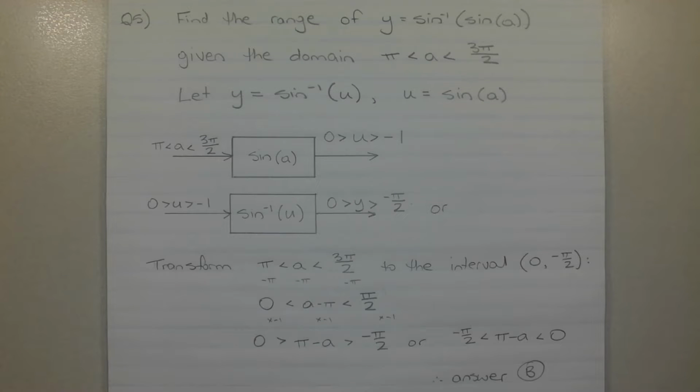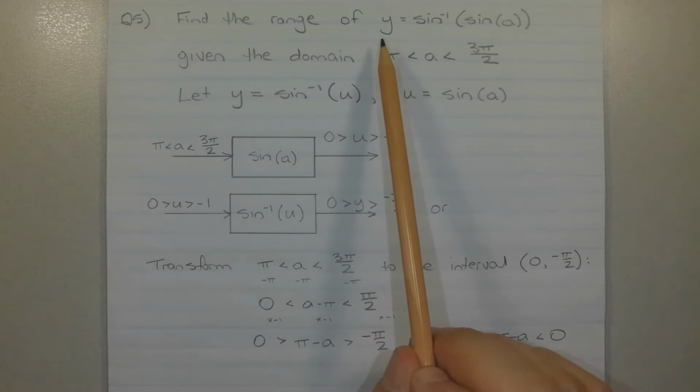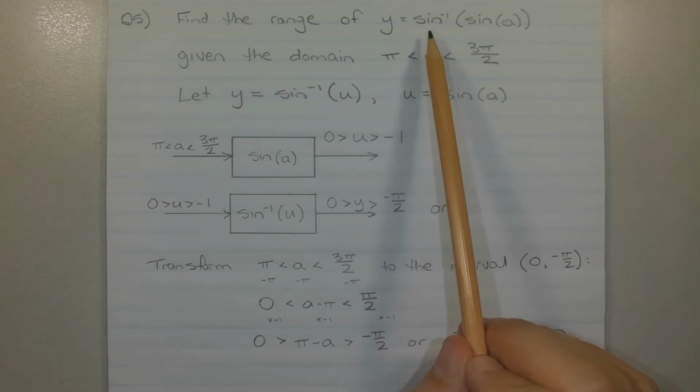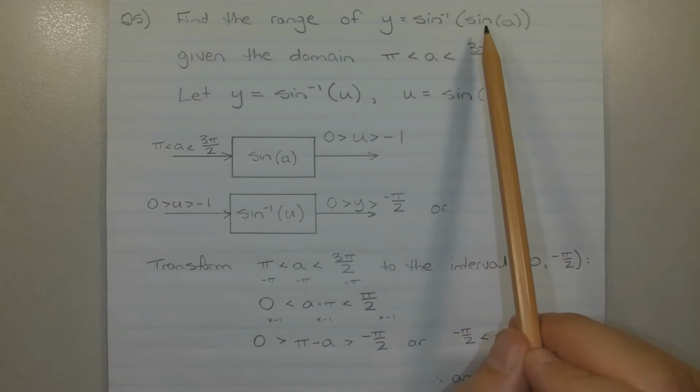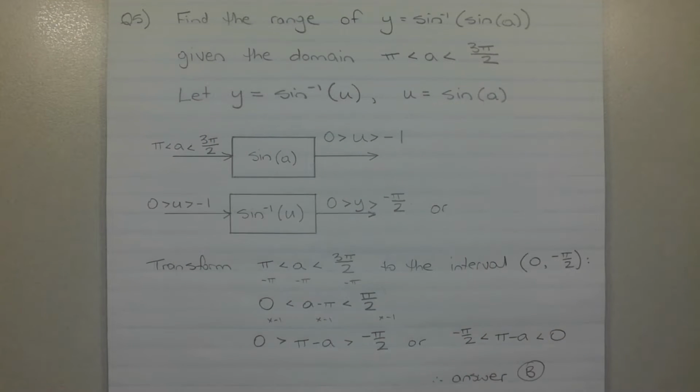In an earlier solution that I've published, I used a geometrical or a graphical approach to find the value of inverse sine of sine A, given that the domain of A is from pi to 3 pi over 2. Basically, I'm going to reframe the question as: find the range of the composite function y equals inverse sine of sine A, given that the domain is A greater than pi and less than 3 pi over 2.